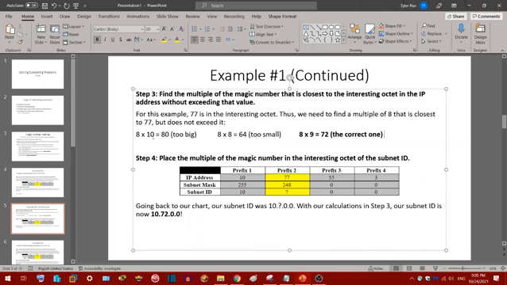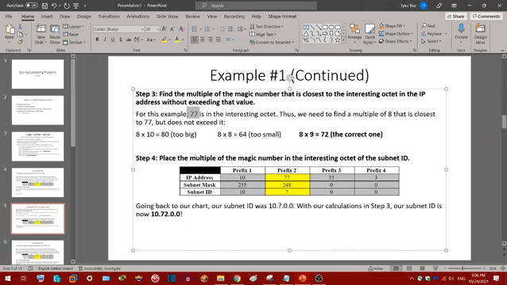So 8 times 10, multiplying the magic number by 10, is 80. That exceeds the interesting octet number, so it's too big. Multiplying the magic number by 9 gives us 72. It's the multiple of 8 that is closest to 77 without exceeding it. So it becomes our number.